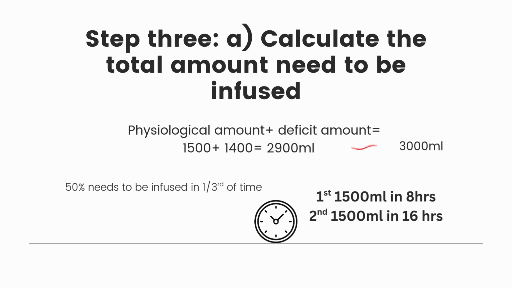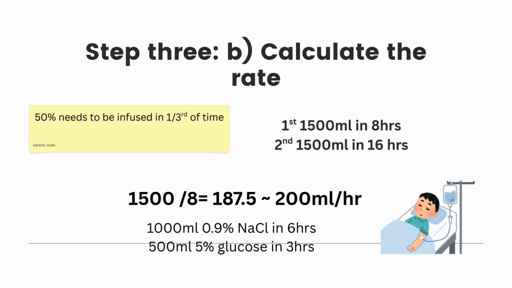Here we're going to calculate the rate. It's 1,500 divided by 8, which is 187, roughly 200 milliliters per hour. It's going to go at this rate.